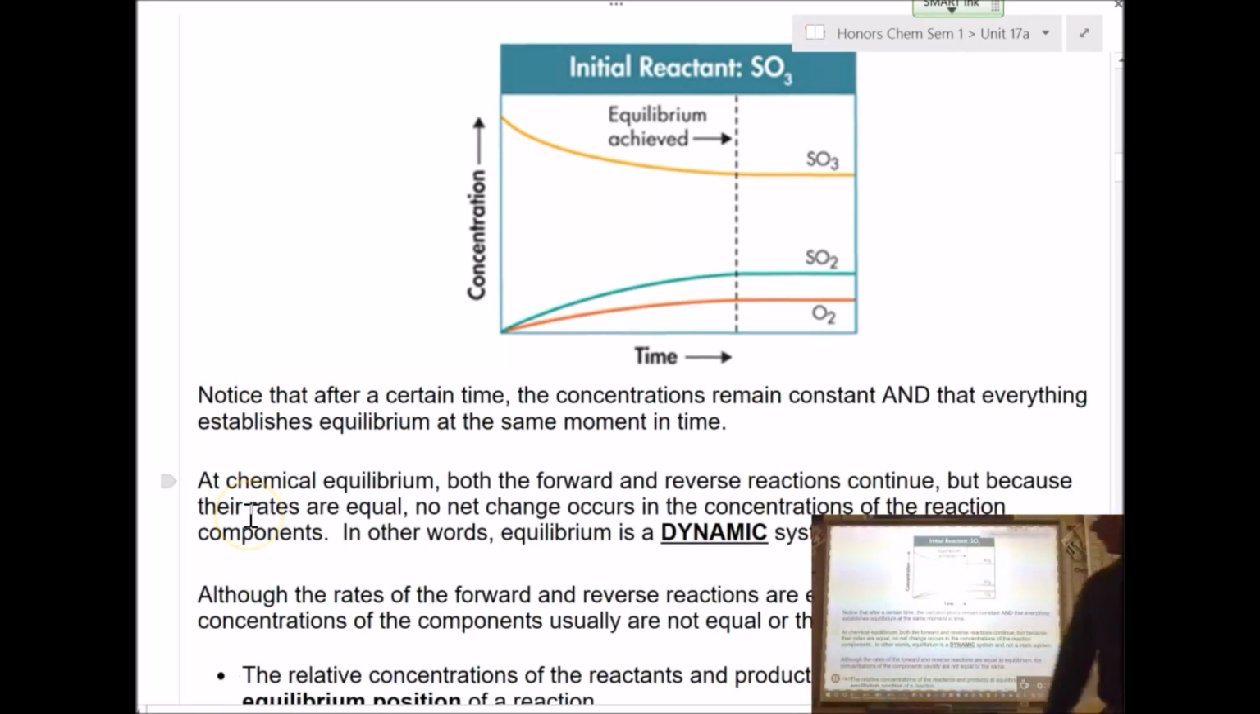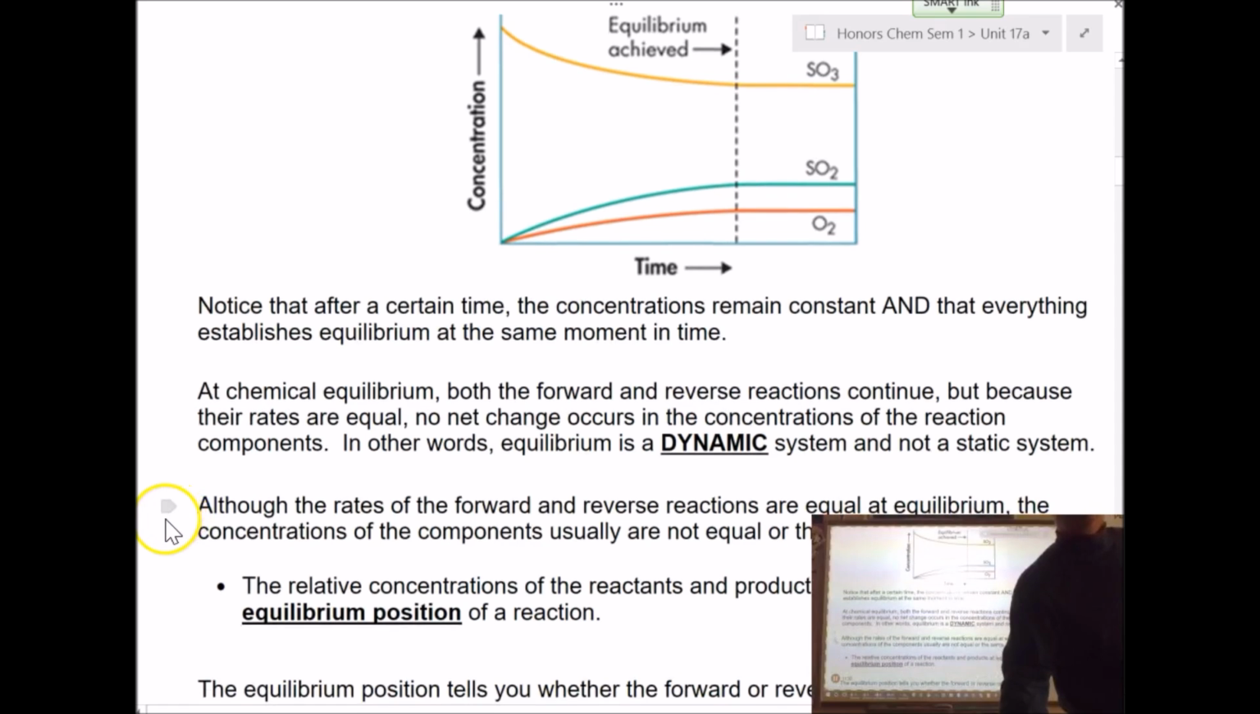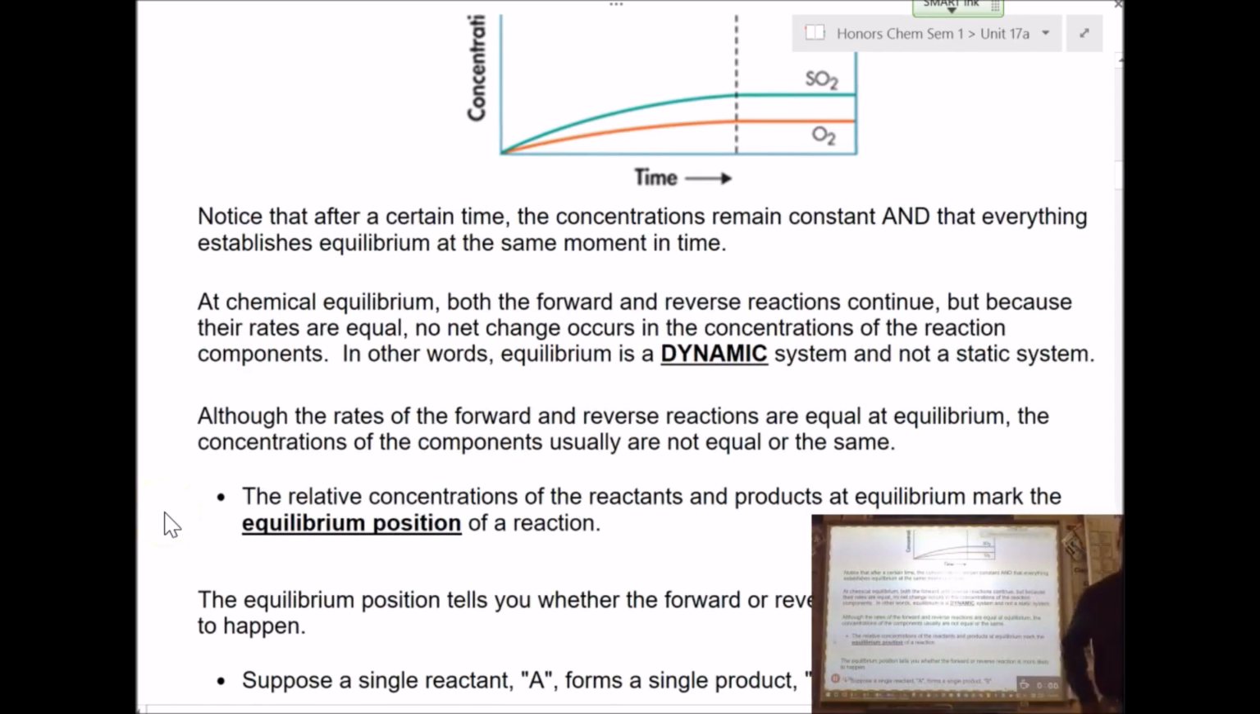Also, I mentioned that this is a very dynamic system. What does dynamic mean? In other words, it's not a static system. What does static mean? Static doesn't move. Dynamic means it is moving.